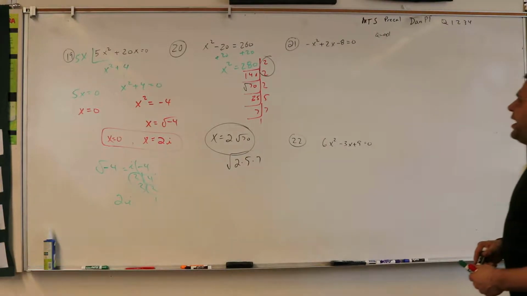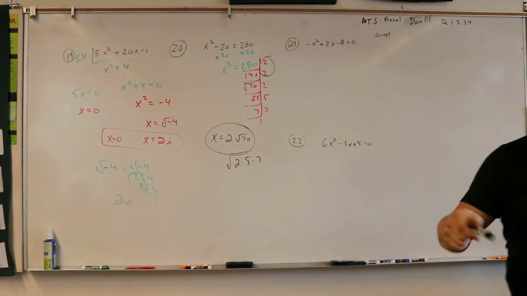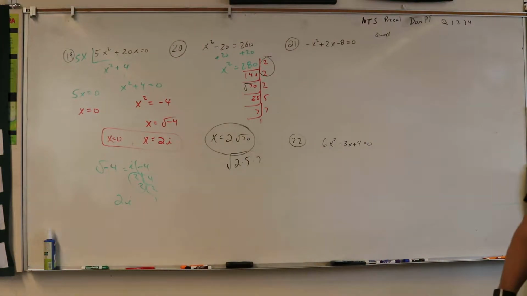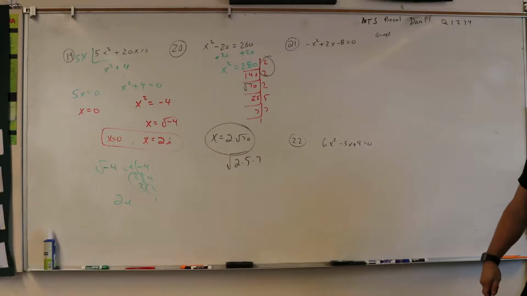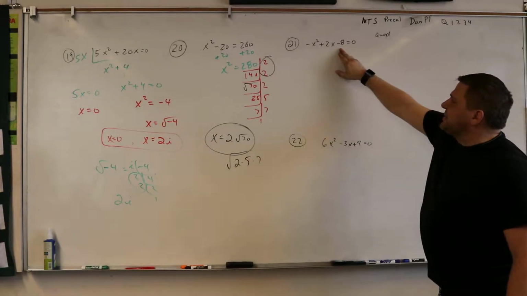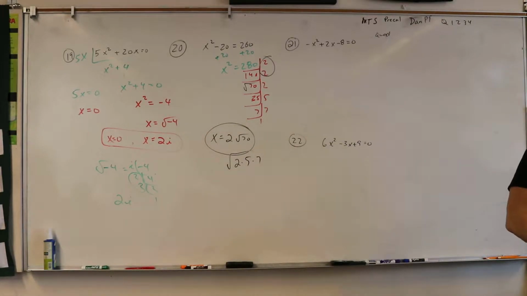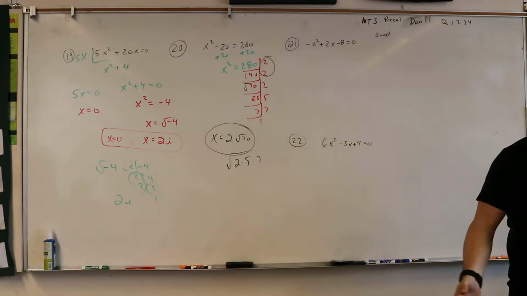Alright, now 21. 21, we're going to use the quadratic formula, basically because it's probably not factorable. Right? I mean, we could divide by 1 or negative 1, then that would be a minus plus. So we'd ask ourselves, what multiplies to be 8 and adds to be 2? Well, nothing. So it's not factorable.